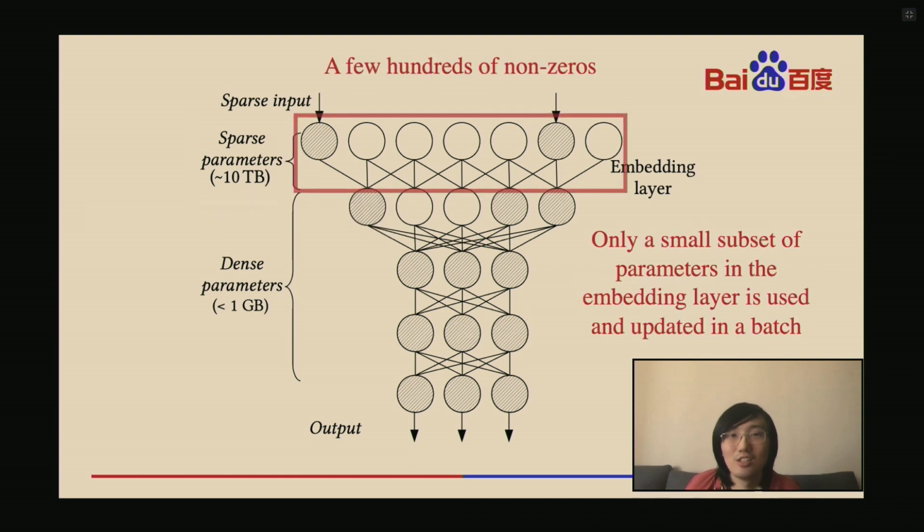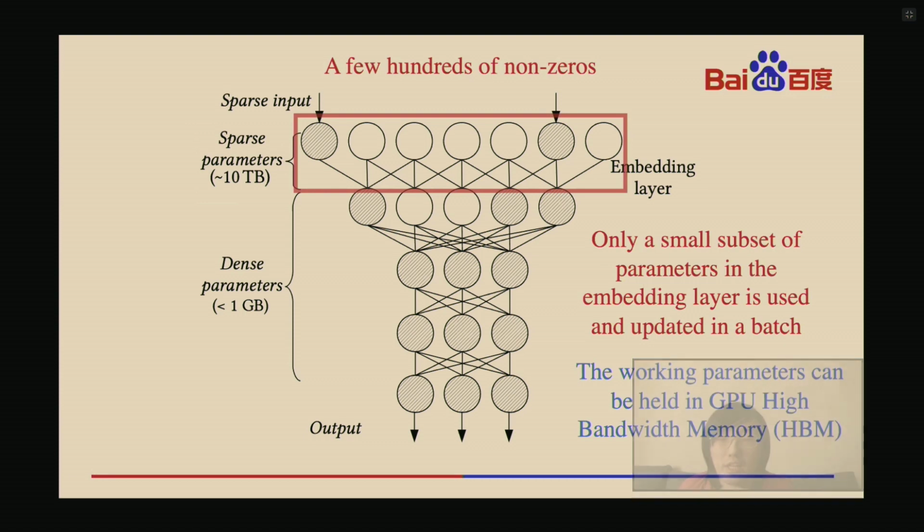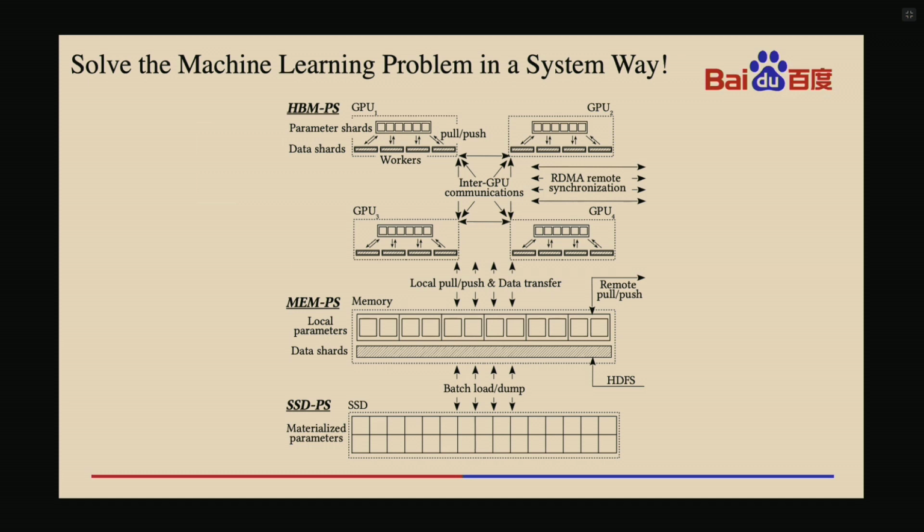So the good news is, remember that although our input vector is very high dimensional, we only have a few hundreds of non-zeros per training example. That means only a small subset of parameters in the embedding layer is used and updated in a batch. In this case, we know that the working parameters can actually be held in the GPU high bandwidth memory. Then we can solve this massive scale machine learning problem in a system way.